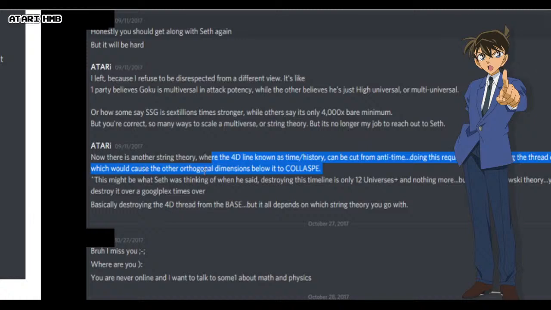Now, there is another string theory where 4D lines shown as history can be cut into anti-time. Doing this requires just to eliminate the thread of time, which would cause the orthogonal dimension below it to collapse. That's true. Spatial dimensions can collapse upon itself, and that is very true in M theory. This might be what Ceph was thinking when he said destroying this timeline is only 12 universe plus and nothing more. But in the Minkowski theory, you can destroy it over a googolplex times, basically destroying the 4D thread from the base. But it all depends on which string theory you go for.